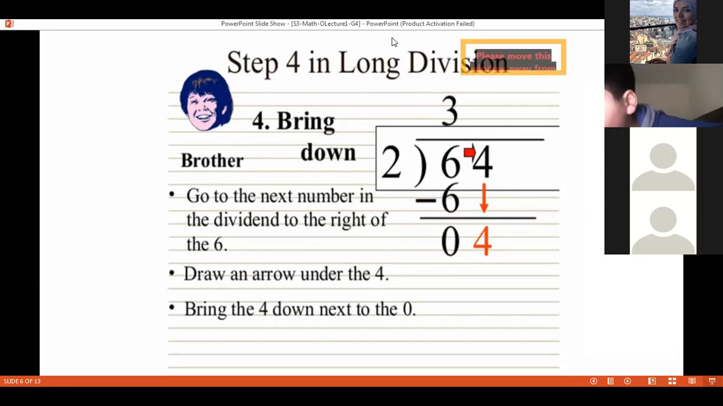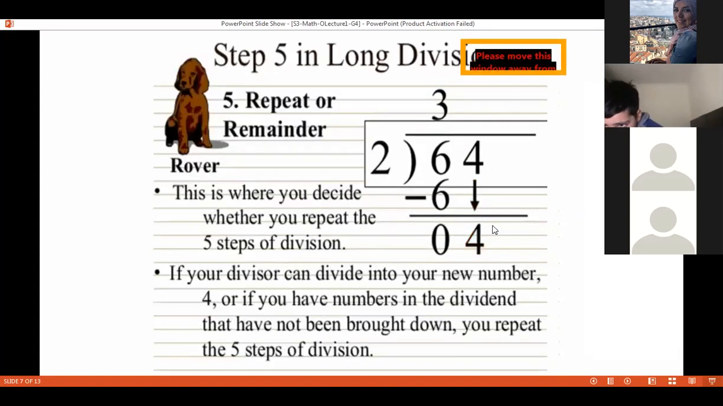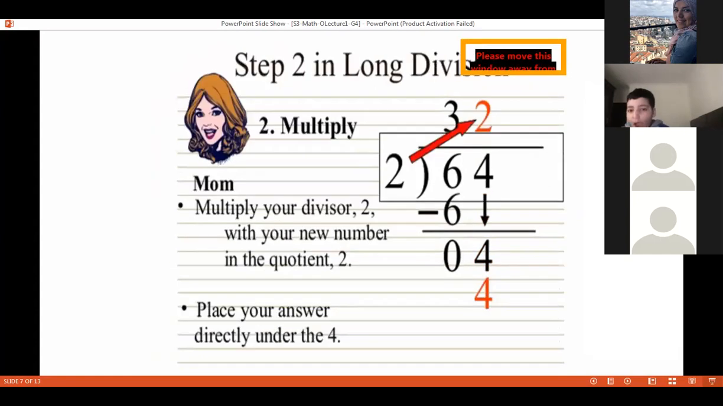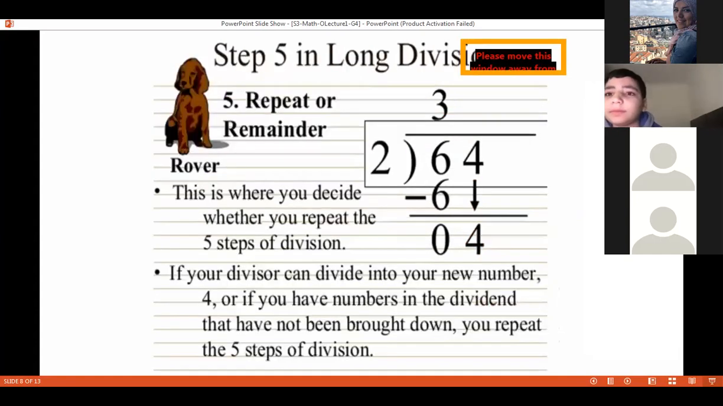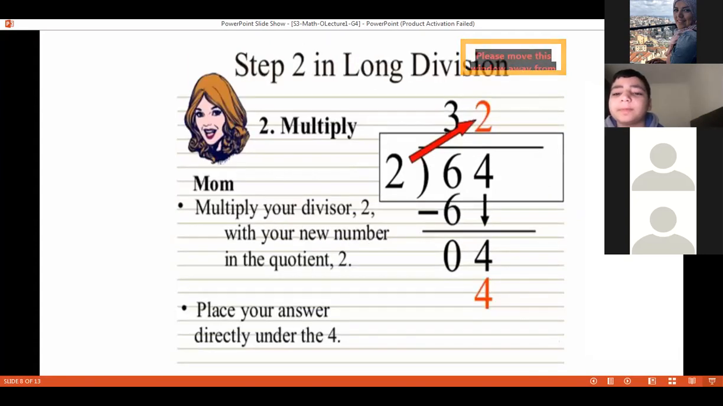Divide. Now, what's 4 divided by 2? 2. Okay, so now I should divide. What's 4 divided by 2? It's 2. What's the second step after division? Multiply. 2 times 2 is 4. Now what's the second step after multiplication?